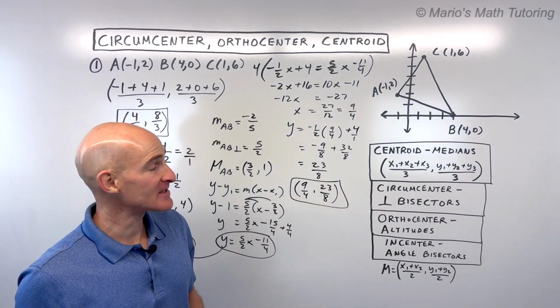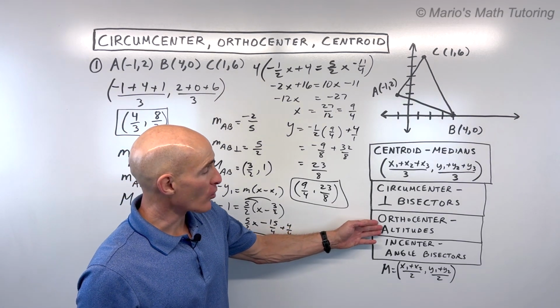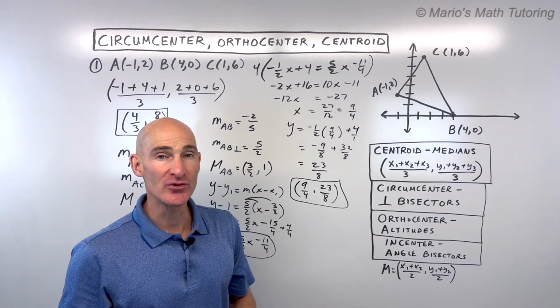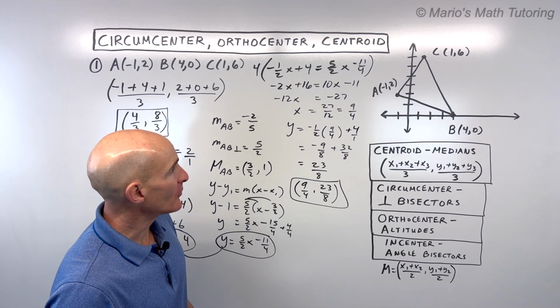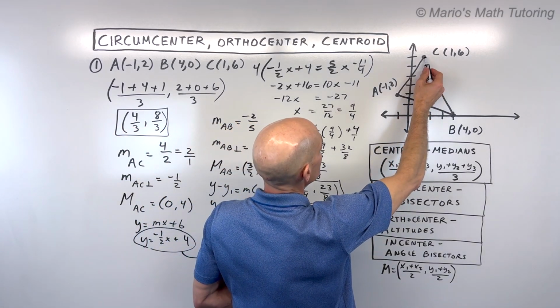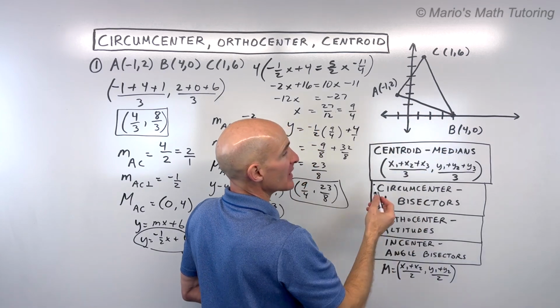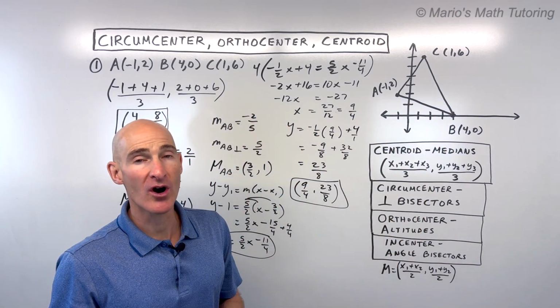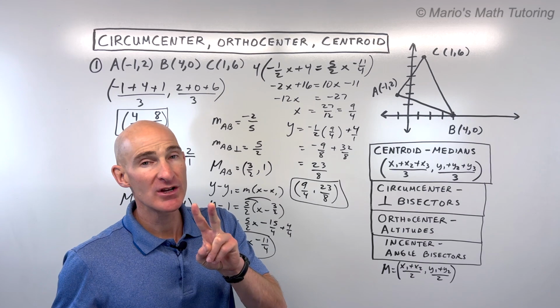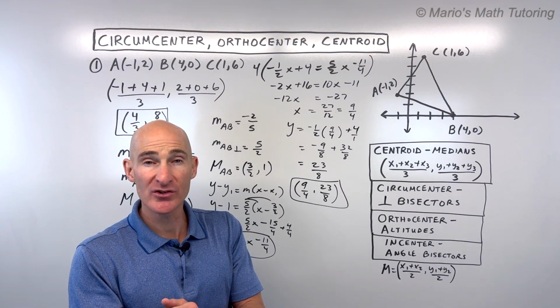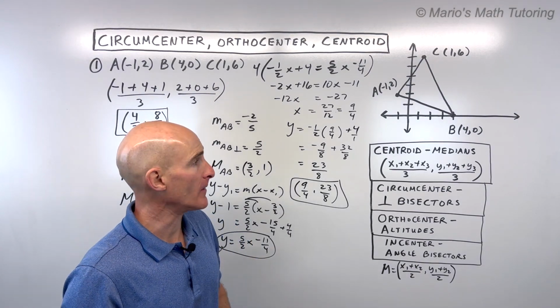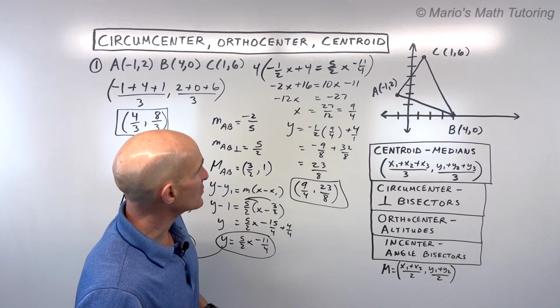Okay, and then lastly, let's talk about how to find the orthocenter. Now that's where the three altitudes cross. Now when you think of the altitude, what you're doing is you're going from the vertex perpendicular to the opposite side. Okay, so we're going to find out where those three altitudes cross, but we only really need to find the equations of 2 of the altitudes. We'll find out where those intersect. The third one would cross at the same point. So let's do that.